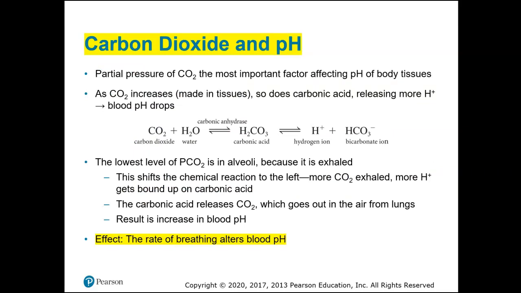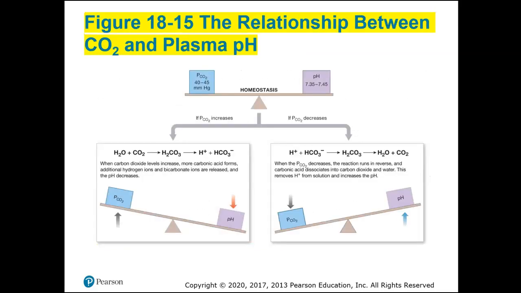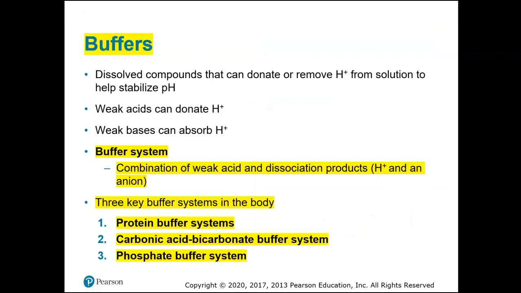All right, now, carbon dioxide levels. When carbon dioxide increases, it will lower the pH. The rate of your breathing alters the carbon dioxide concentrations, so it will change your blood pH. Basically, if carbon dioxide levels increase in your blood, it's going to lower your blood pH, and if carbon dioxide levels decrease too much, it's going to raise your blood pH.